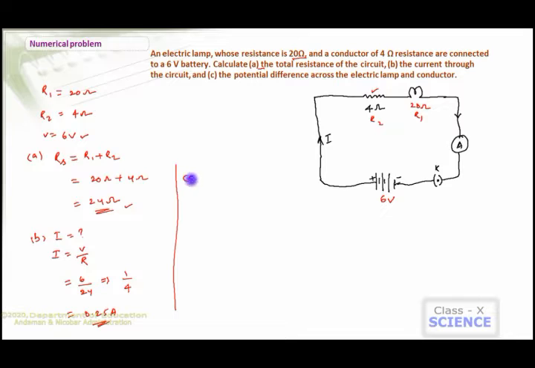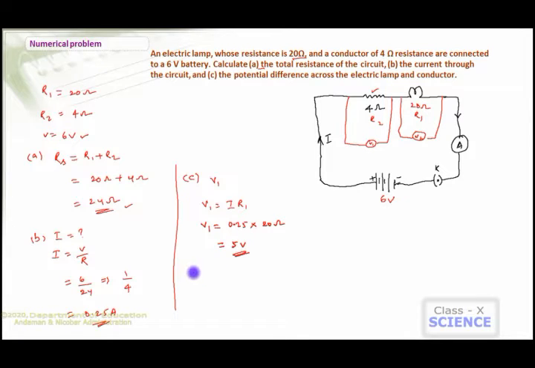Now we see the third part. Third is the potential difference across the electric lamp and conductor, which we have to find separately. So this will be our V1, and this will be our V2. Firstly we will find V1. V1 is equal to I R1. By substituting the values, I is a constant which is 0.25 multiplied by R1 which is 20 ohm. Upon solving this, we will get 5 volt.